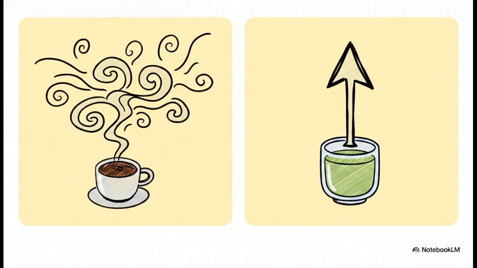Let's look at another contrast. "Tea is delicious" versus "green tea has many health benefits." Now, "tea is delicious" is just way too broad. Where does the writer even begin with that? But by narrowing it down to the specific health benefits of green tea, the writer gives themselves, and you, a very clear, structured path to follow.